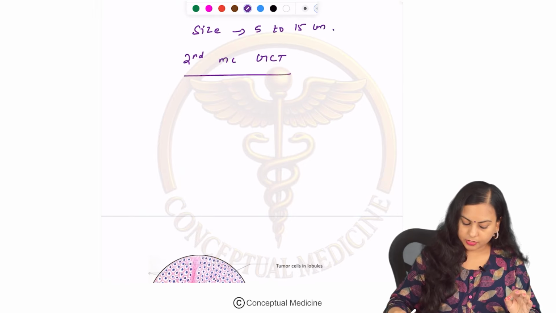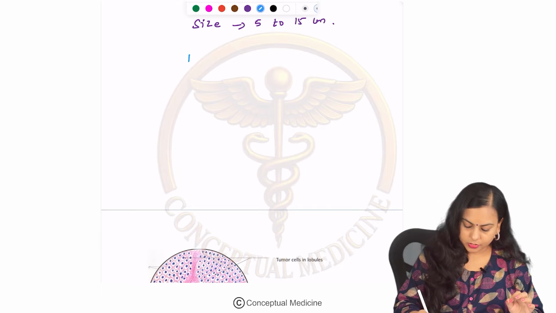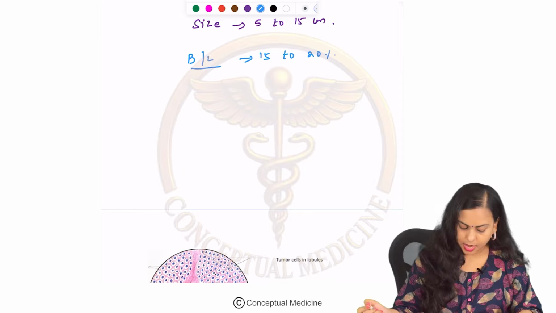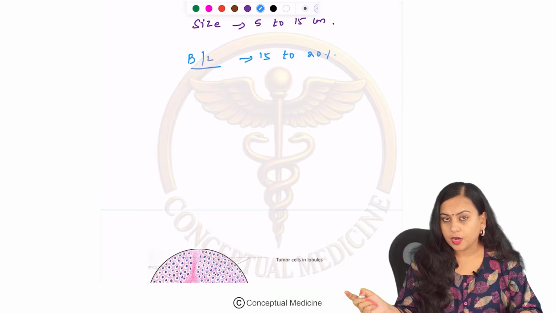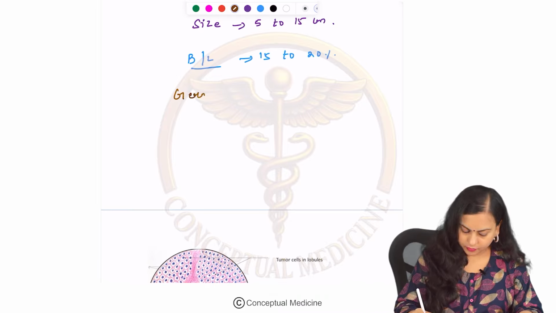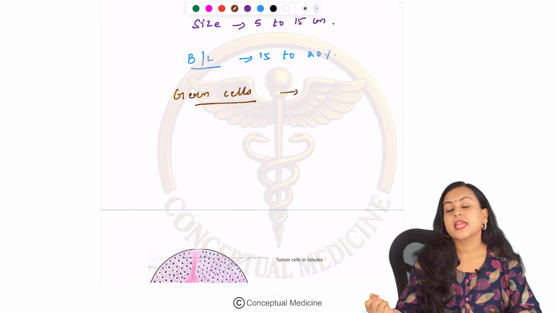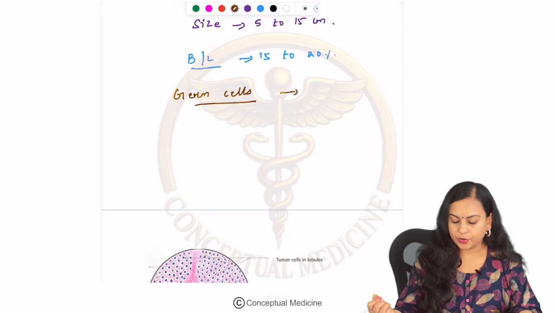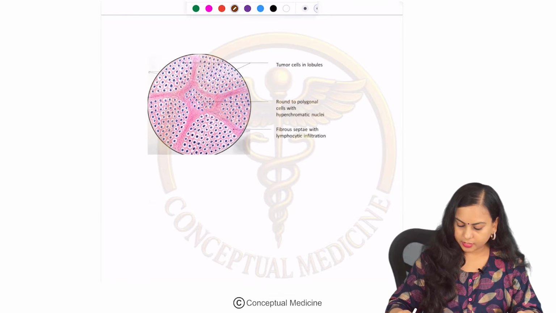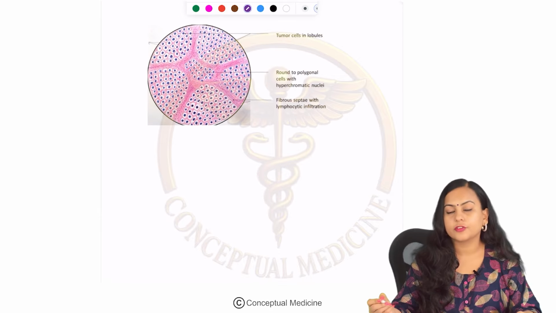You have to know that this tumor is bilateral in 15 to 20% of the neoplasms, and germinoma means germ. So they have germ cells that have not differentiated to form any embryonic or extra embryonic structures, right? And this is a histopathological section of dysgerminoma.